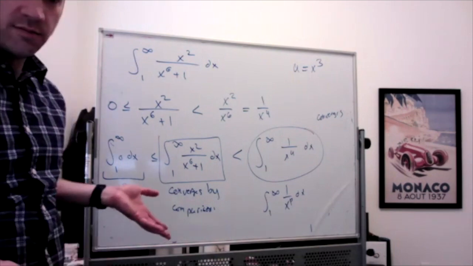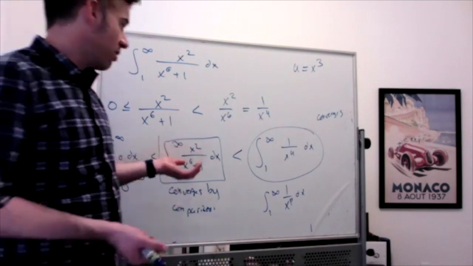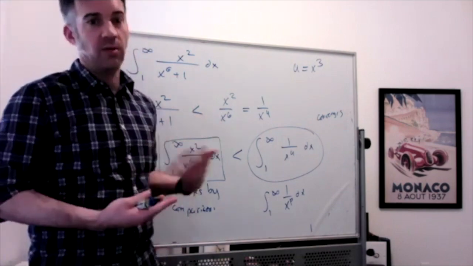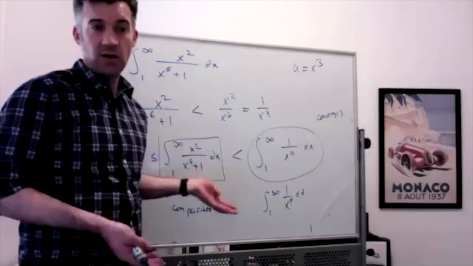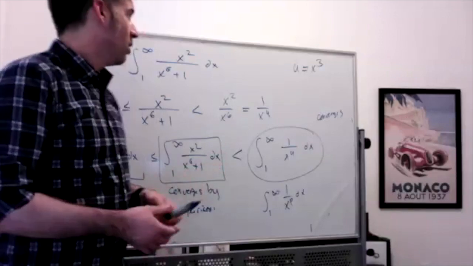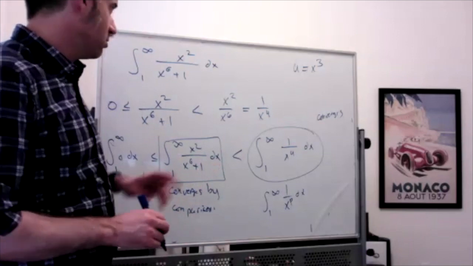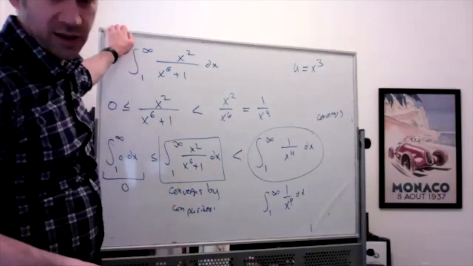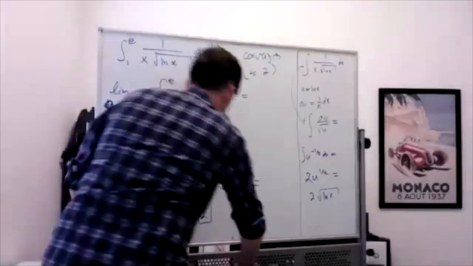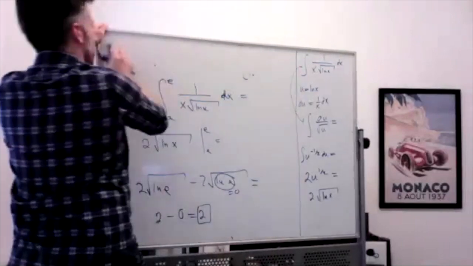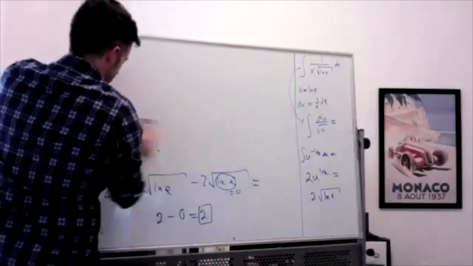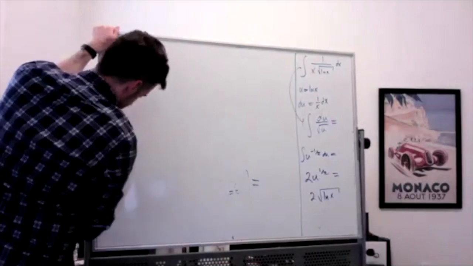That's kind of it, right? If you're positive and smaller than some positive thing that's convergent, you're also convergent. We could actually show it by doing the u sub here. It's not super hard to do, but I don't think we need to. Let me show you another example of using a comparison test.